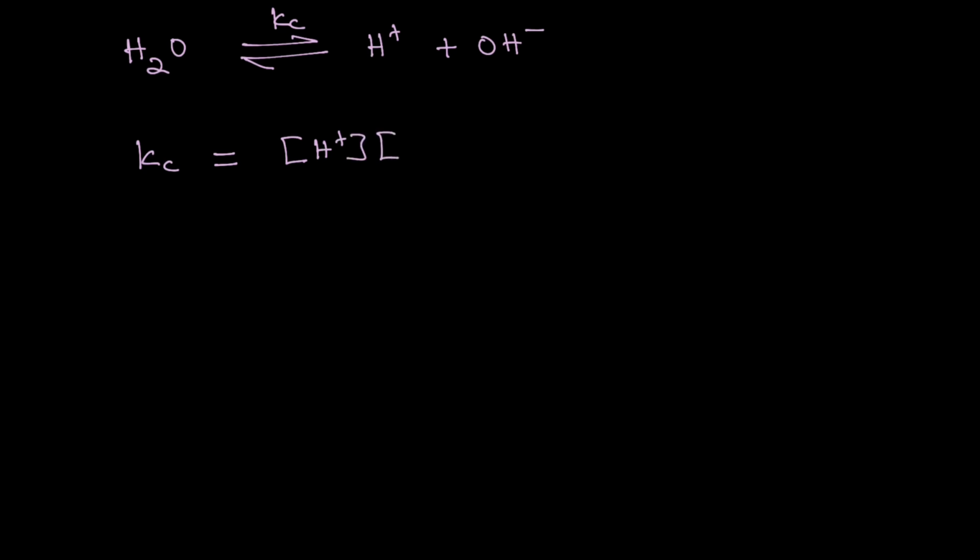If water dissociates, we get H plus plus OH minus, and we can write the Kc, the equilibrium constant, which is Kc equals the concentration of H plus times the concentration of OH minus divided by the concentration of H2O. Remember that Kc is the equilibrium constant.